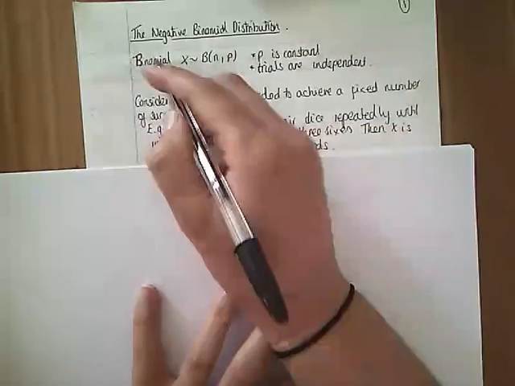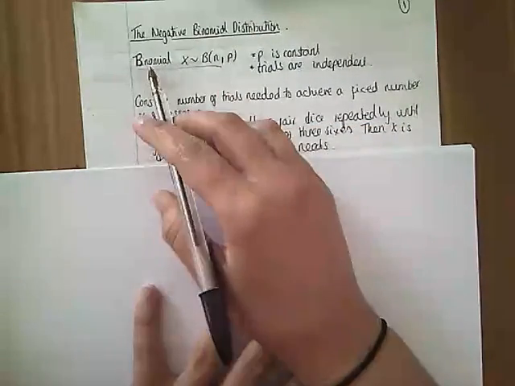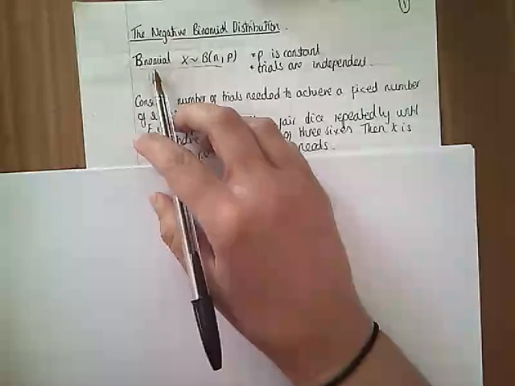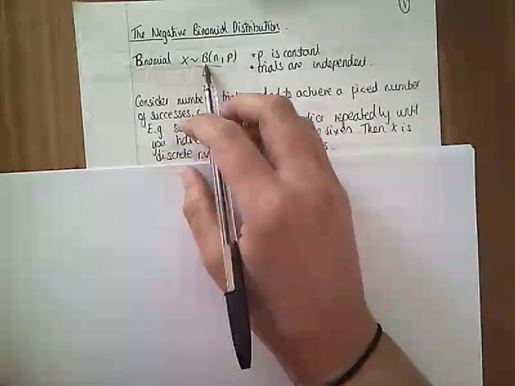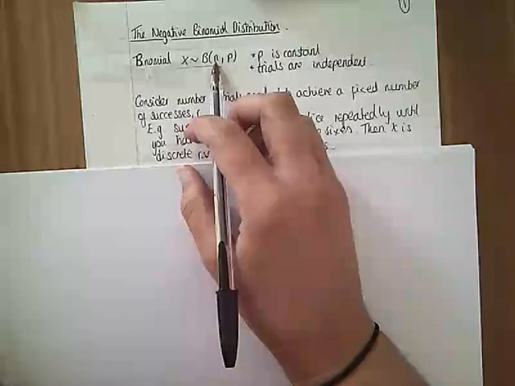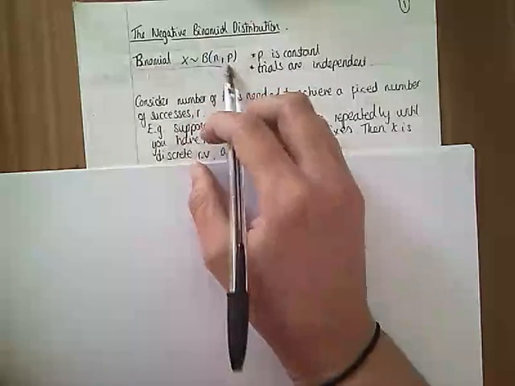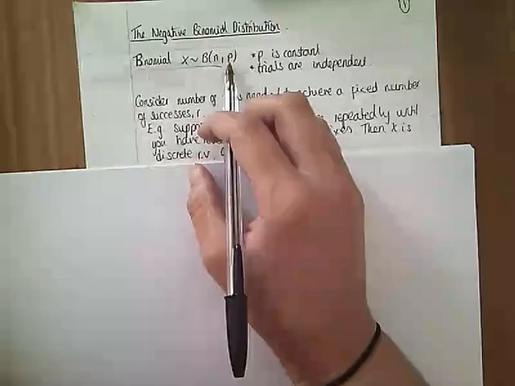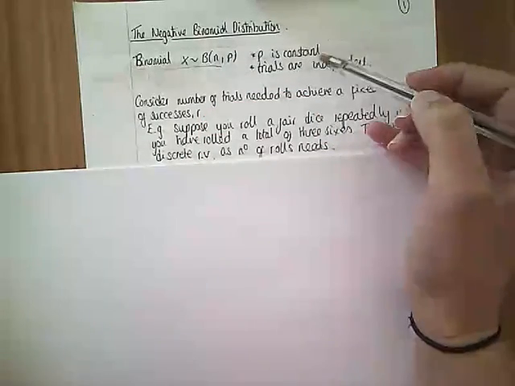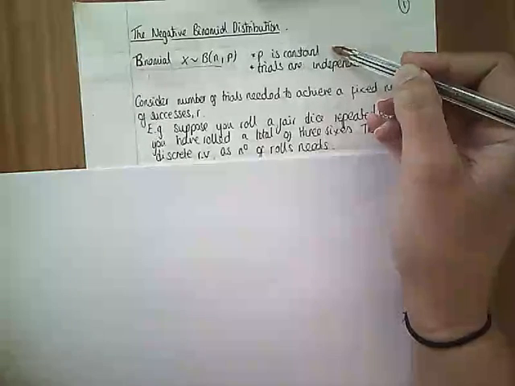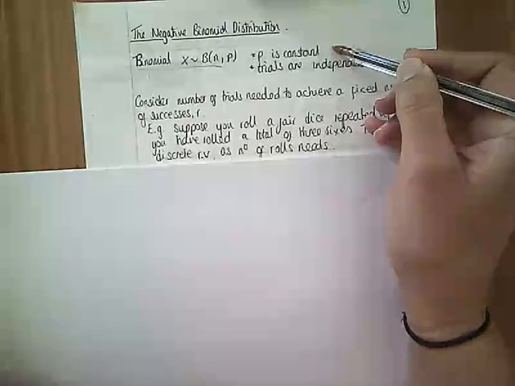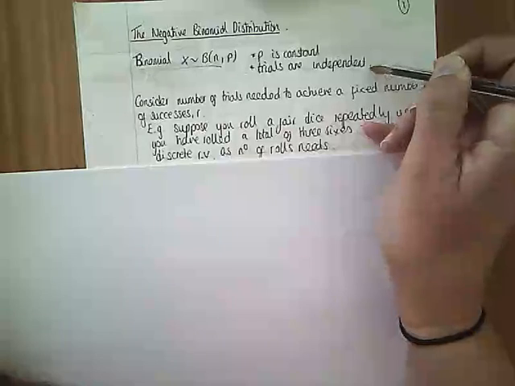Right, so we're going to think about the binomial distribution. Obviously you know from normal maths that if we have a binomial distribution, then let's call a random variable x, it is binomially distributed with a number of trials n, and p is the probability of success. We know that in order for a binomial distribution to be true, p has to be constant, i.e. the probability of success cannot change, and the trials are independent of one another.